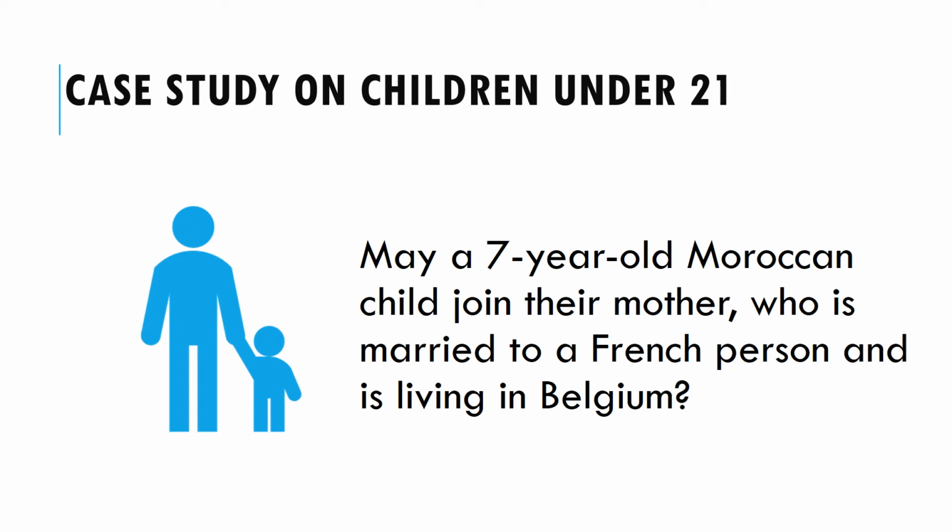The French spouse is living in Belgium and must thus be regarded as a mobile EU citizen. This means that EU free movement rules apply. Aziz is under 21 and therefore he is automatically a family member of the spouse of the EU citizen. He can therefore enjoy free movement rights and join his mother in Belgium.